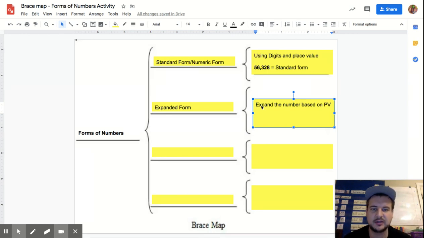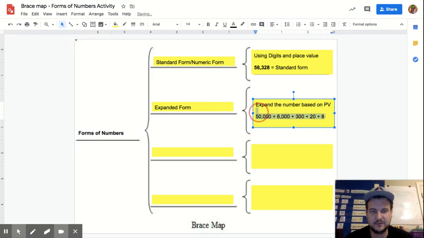But I mean, if we're talking fireworks here, expanded form is when you take the number that you have, which, let's go back to the 56,328, and you expand it based on the place value. So how do we do that? We're going to add some zeros and we're going to add some plus signs. So we've got 50,000. There's a 5 in the 10,000s place. Plus 6,000. There's a digit 6 in the thousands place, so that's 6,000. 3 in the hundreds place, so 300. Plus 2 in the tens place, that equals 20, and 8.